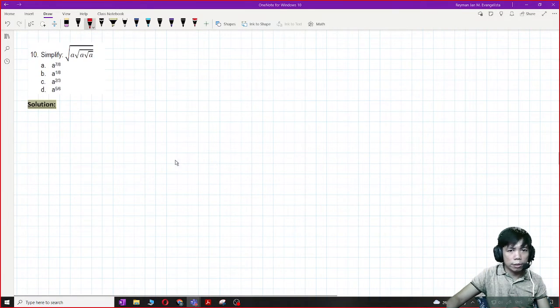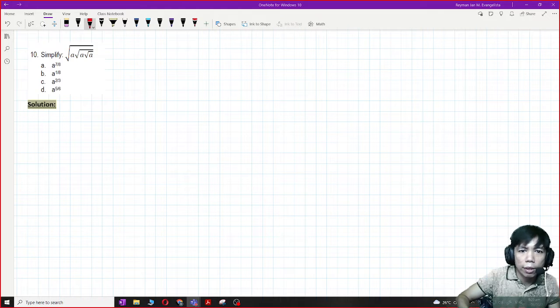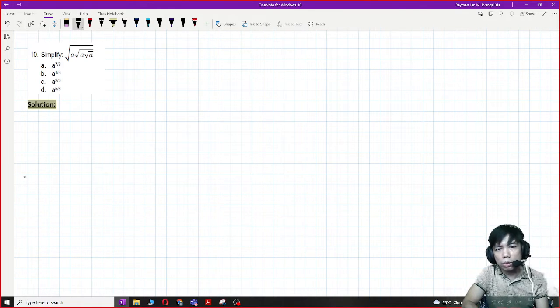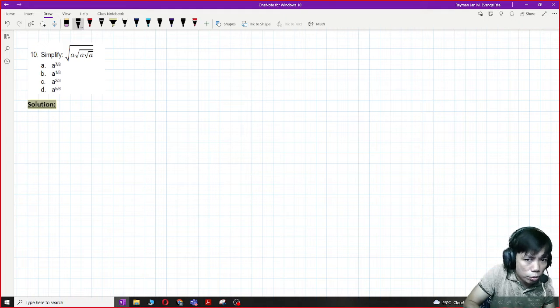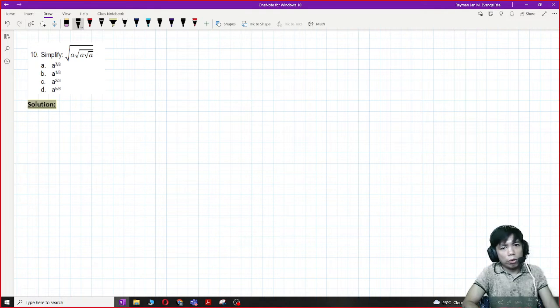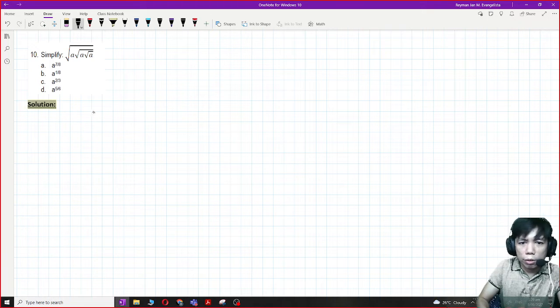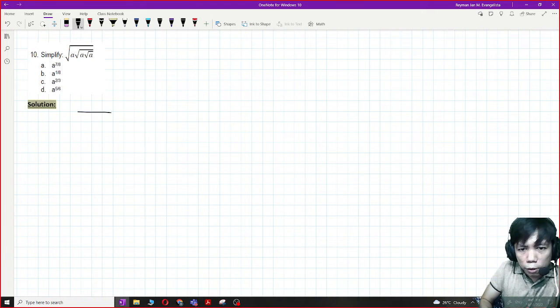Okay, number 10. Okay, simplify the given radical expression. The square root of A times the square root of A times the square root of A. Okay, pag ganito guys, you will start at the innermost. Okay, so write natin. Square root of A.